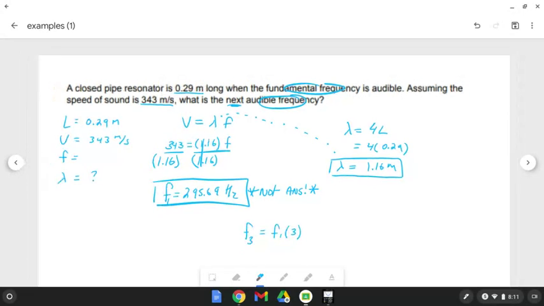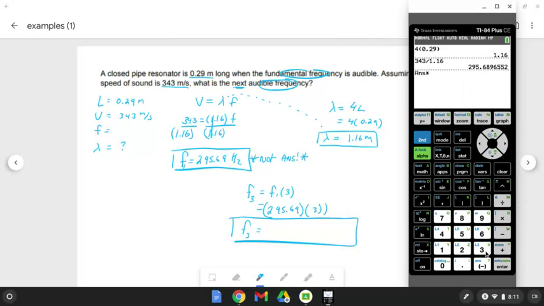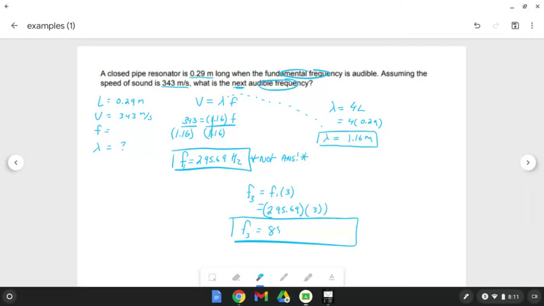So what we're going to do is just take this value, 295.69, and multiply it by 3. That gets us our next audible frequency of, oh look, I still have it in my calculator, times 3, 887.07. And this is a frequency, so the units are hertz.